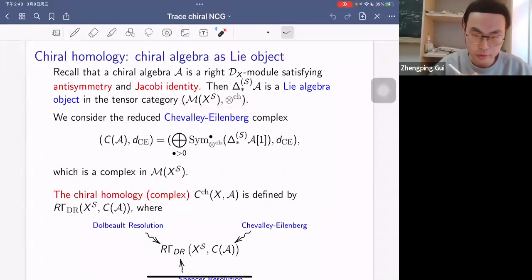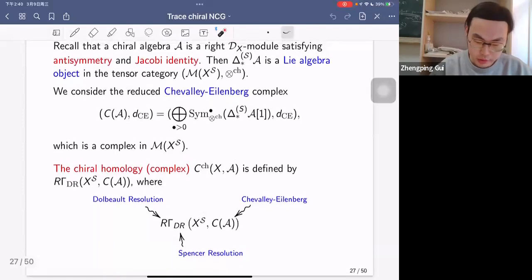So now from a chiral algebra, we get a Lie algebra object in this tensor category. We can form the reduced Chevalley-Eilenberg complex, which is a complex in the category of D modules on XS. And the chiral homology, or more precisely, the chiral complex, is defined by the right derived functor of the de Rham homology of this D module. There are several resolutions here. This complex is the Chevalley-Eilenberg complex, which describes the operator product expansions for this two-dimensional algebra.